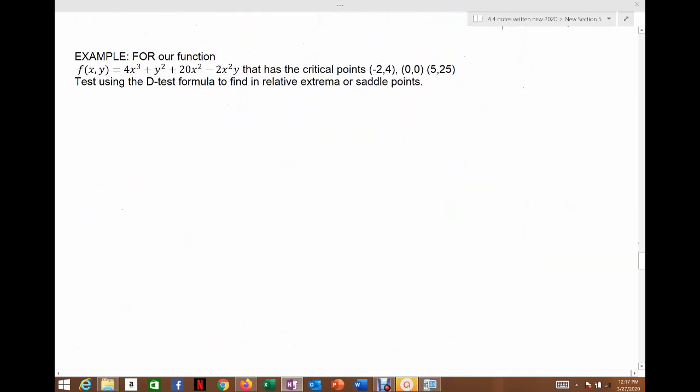Using our example that I set up, this was our function, and these were our critical values that I found. So I'm going to write down the D-test that I found in the earlier portion of the notes. The D-test for this function, remember, was 48x plus 80 minus 8y minus 16x squared. Now I'm going to test each one of my points. So I'm going to test the first point, negative 2, 4.